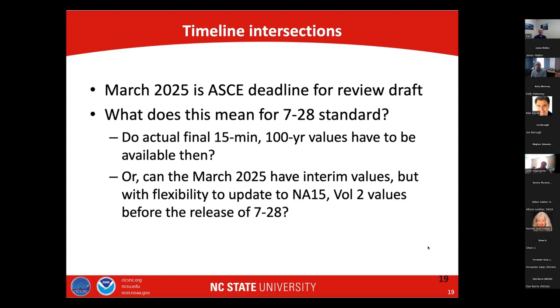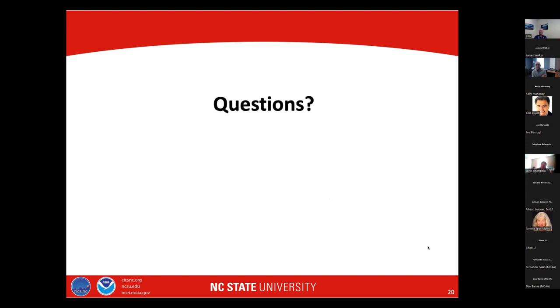Do actual final 15-minute 100-year values have to be available by March 2025? Or can the March 2025 review draft have interim values, but with flexibility to update to the NOAA Atlas 15 Volume 2 values before the release of 728 in 2028? And that's my presentation. I'm happy to have discussion and questions.